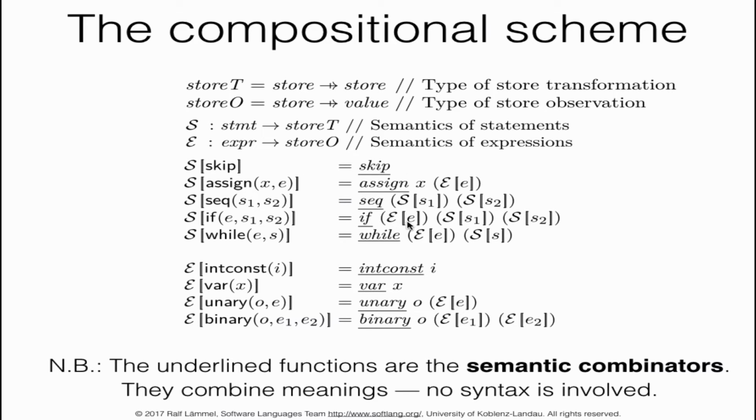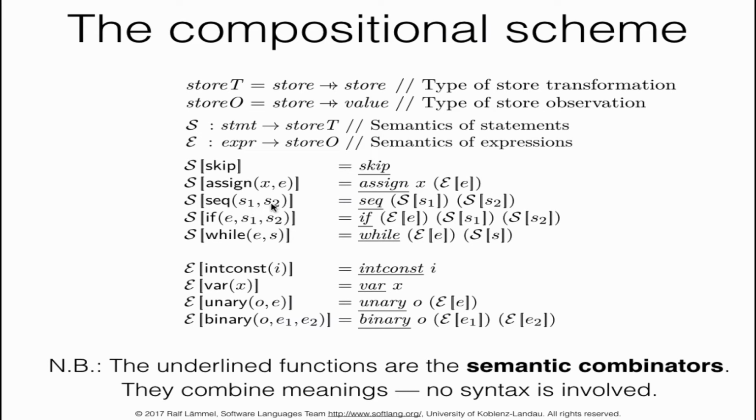And on the right-hand side of the equations, we assume semantic combinators. So we still have to define them, but we just give them pretty much the same name as we use for the constructor of the abstract syntactical pattern. So we underline them to distinguish them from the constructor names. And as you see, we apply these semantic combinators just directly to the recursively mapped constituents of the constructs.